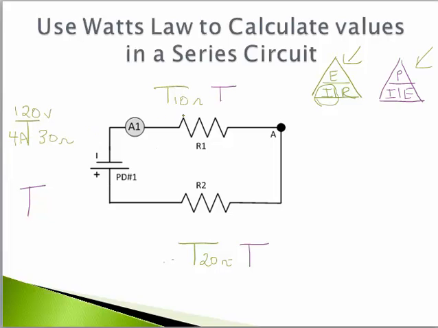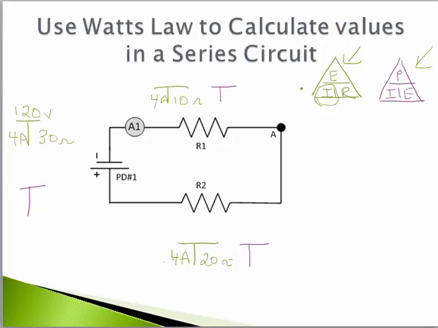Now another law that we know about series circuits is that if this 4 amps is our total, I total equals the current at R1 and the current at R2. So I can go ahead and add 4 amps into this T and 4 amps into this T, and that will give me two numbers to work with at each resistor.